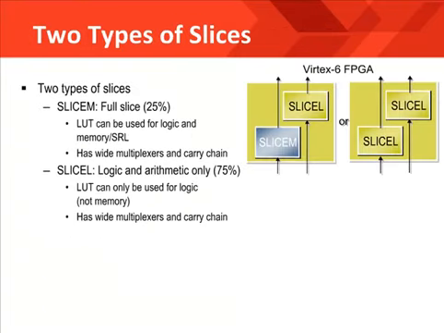So now that we know that each LUT has 3 different configurations: logic, distributed RAM, and the shift register LUT, we can discuss the 2 types of slices in Virtex-6. There is the SLICEM, which is the full slice, and is about 25% of the available slices in your device. In this case, the LUT can be used for logic, memory, and the shift register LUT. It also has access to the wide multiplexers and the carry chain.